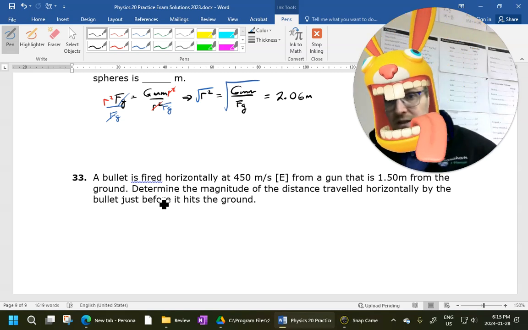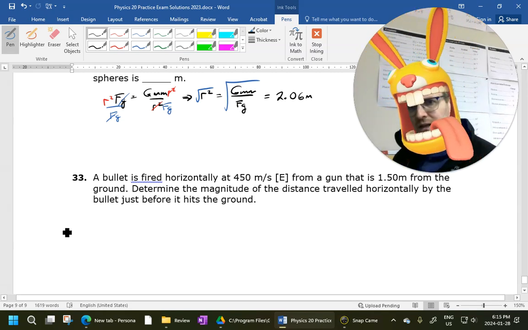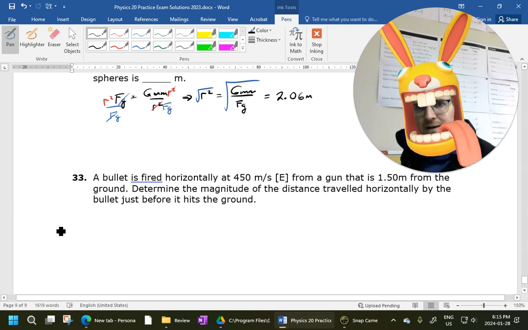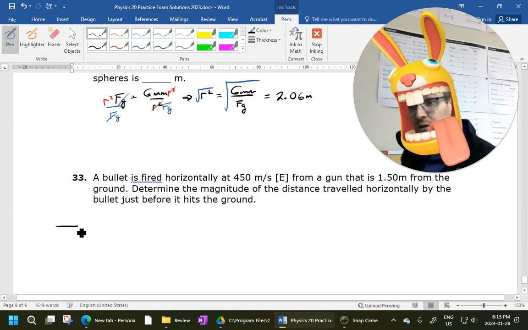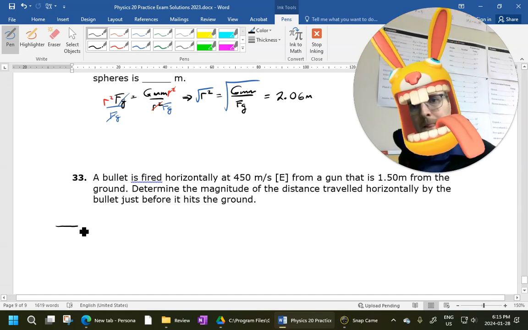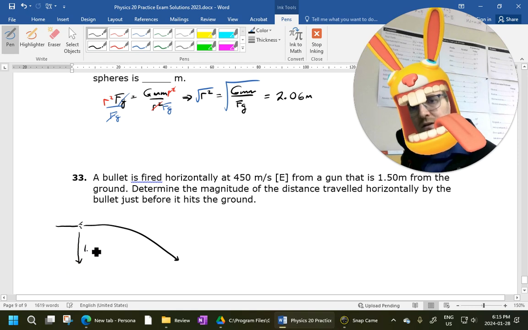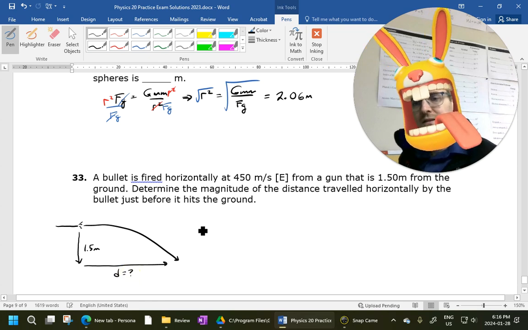I think we can do this. Now the reason the curvature is probably not too important is that the distance is probably not going to be that far. As it gets further, you might start noticing the ground is falling away from you. So here we've got a bullet that shoots off, falls to the ground, and hits the ground. It's going to fall down 1.5 meters. We're trying to find horizontally what this distance is, right?